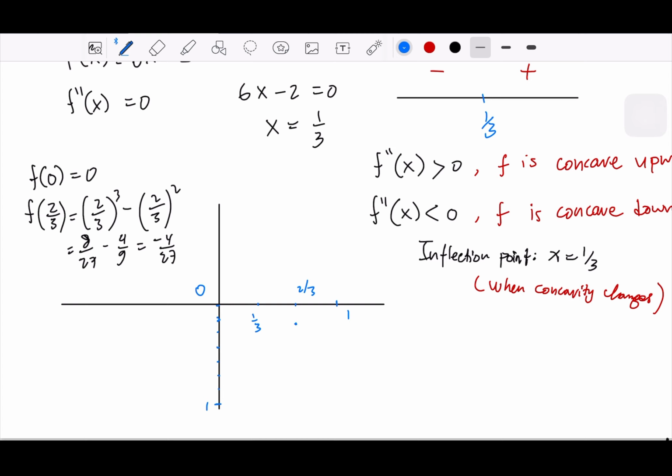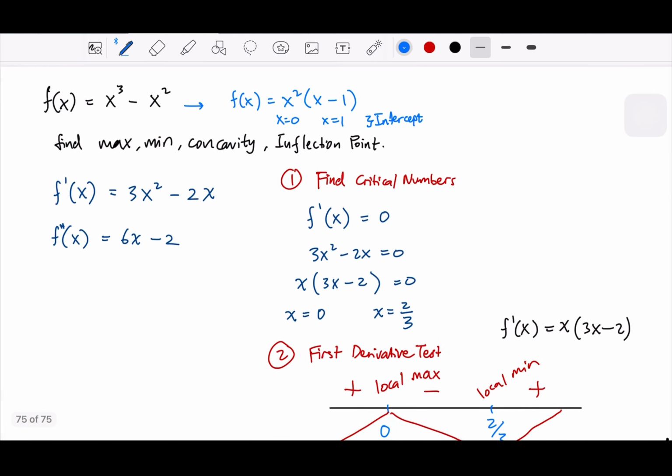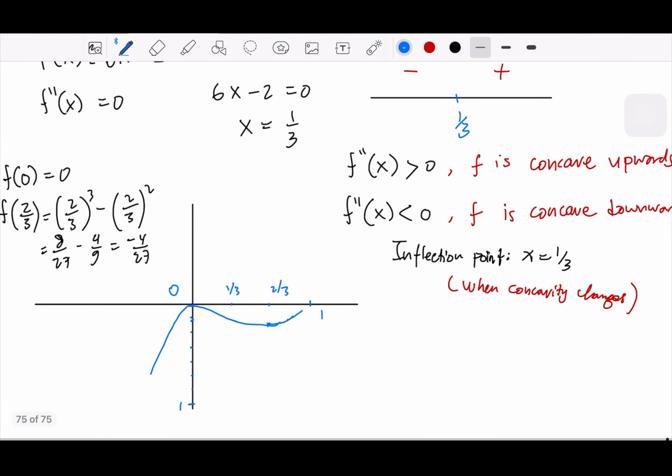Okay, we could pinpoint the coordinates where the curve reaches the maximum or minimum, and then we sketch the graph. We have increasing on the left of 0, and then it's decreasing, and then reaching 2/3, with value -4/27. From this local minimum, we go through the x-axis, because we have the intercepts x equals 0 and x equals 1. So the curve will touch those points. Okay, so this is the curve that we have.